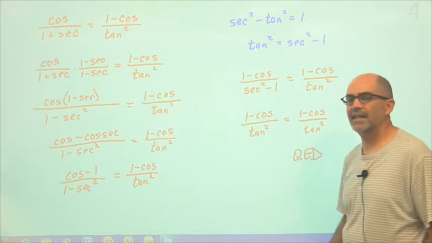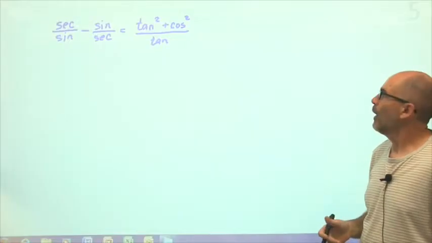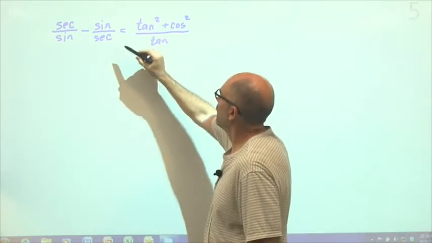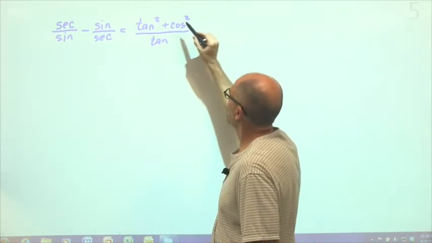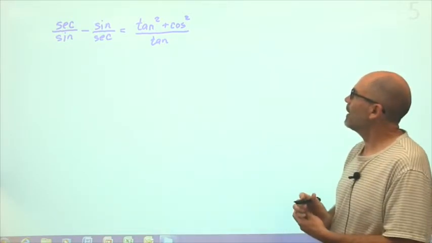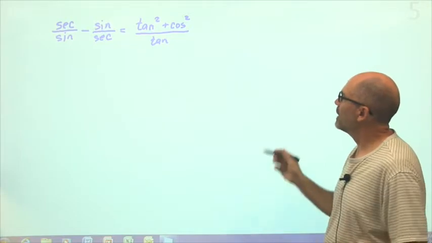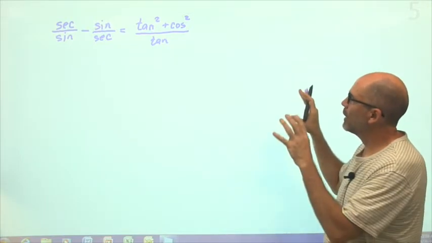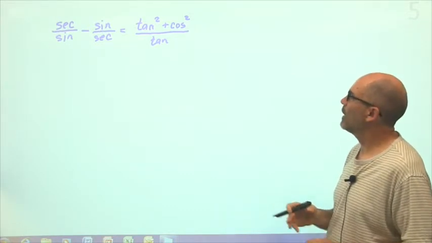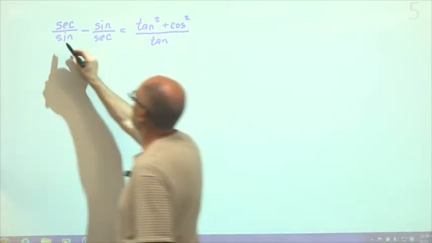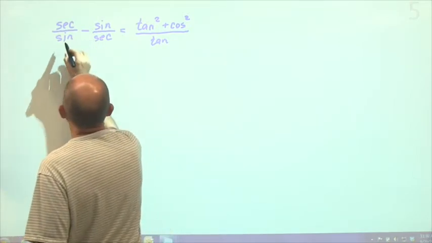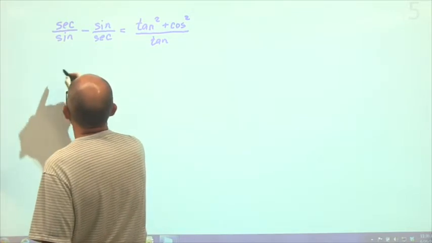That's it, QED, game over. Okay, the next problem: secant over sine minus sine over secant equals tangent squared plus cosine squared over tangent. Now, the thing to do is work on the left and the right side together. So if we want a common denominator on the left, then that common denominator is going to be sine times secant.